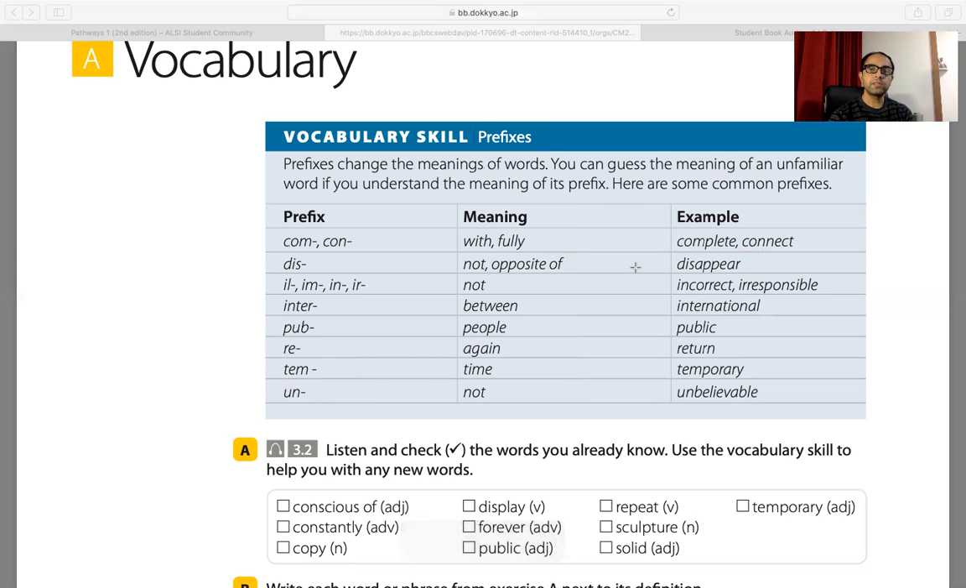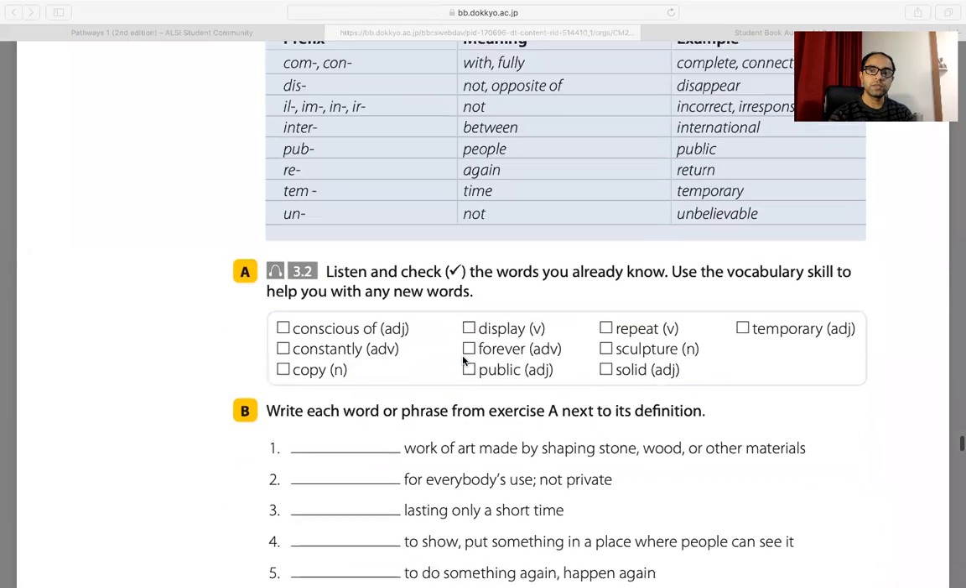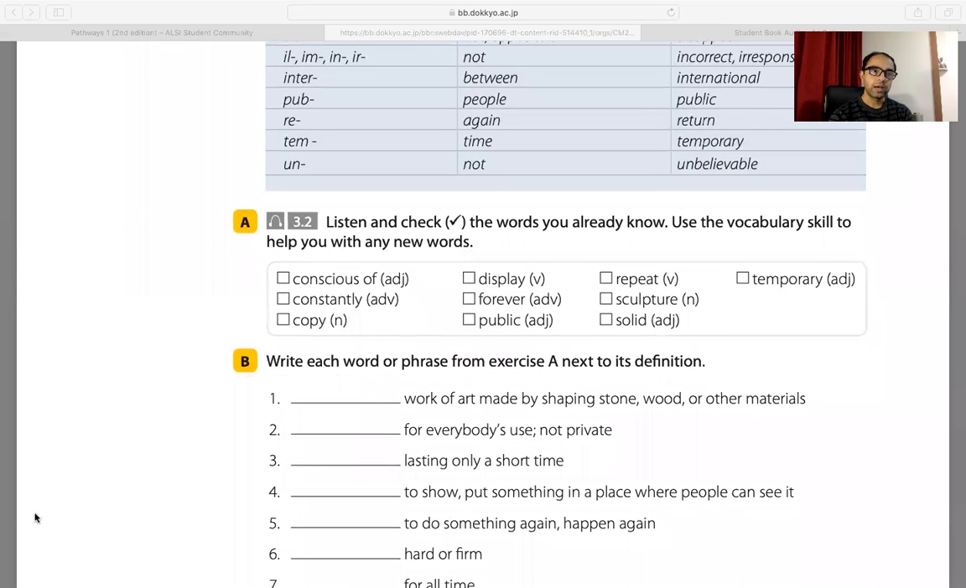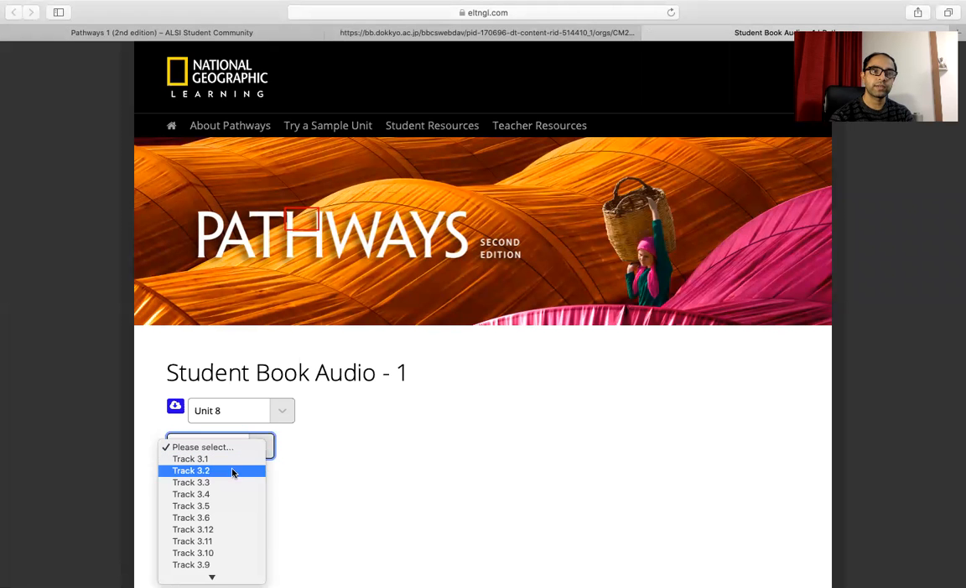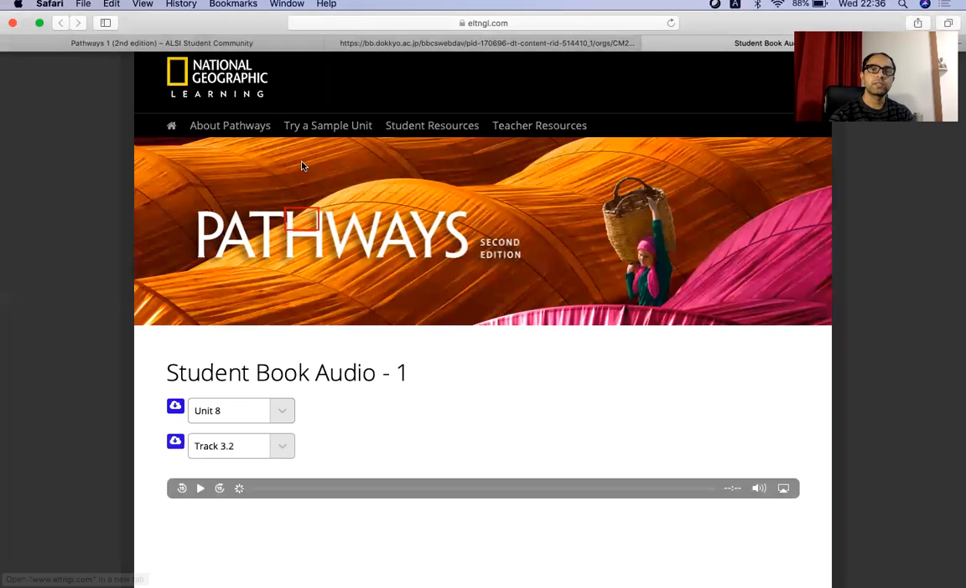Okay, now let's go to do the listening practice. But before we go to do the listening, listen to the words. I want you to stop the video here and go to track 3.2 on my doc. So please stop the video here and go to track 3.2 on this place. Find 3.2 over there and do a quick listening of that. Please stop the video.